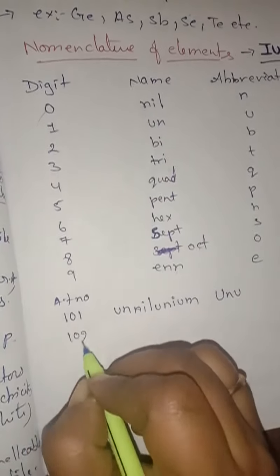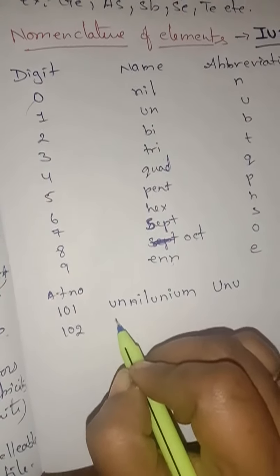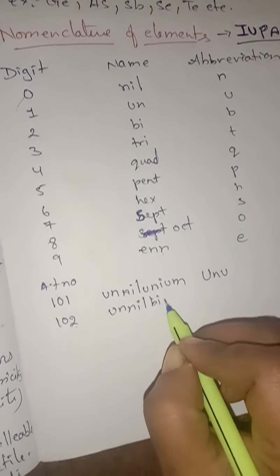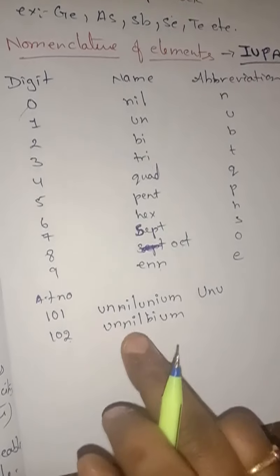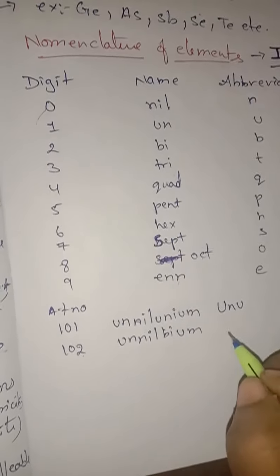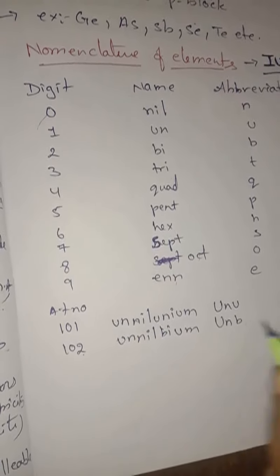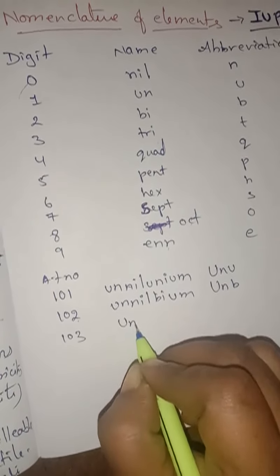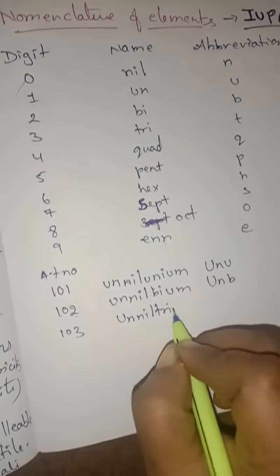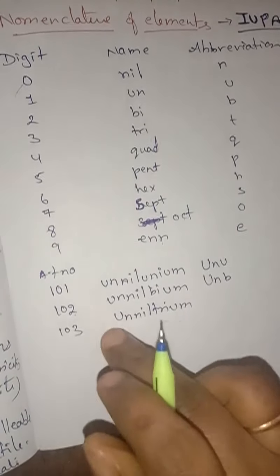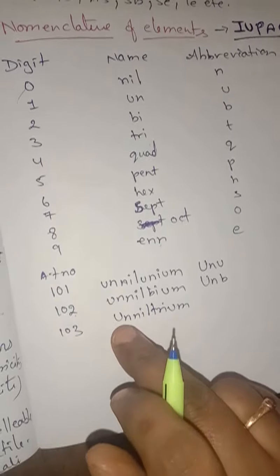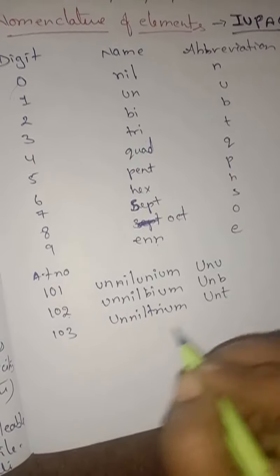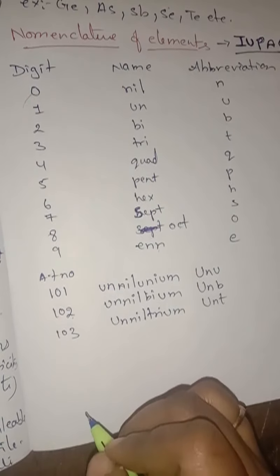For example, 102, what will you write? 1 means un, 0 means nil, 2 means bi. Okay, unnilbium. So the abbreviation is U-N-B. For example, 103, what is the name, children? Un, nil, tri, okay, unniltrium. So what is the abbreviation? U-N-T. So on you can write like this.